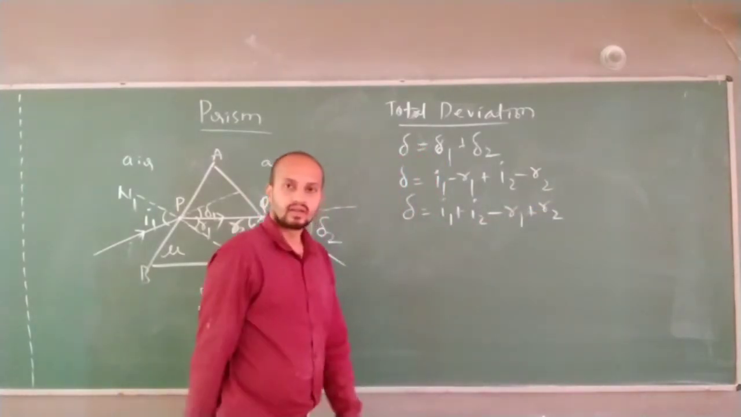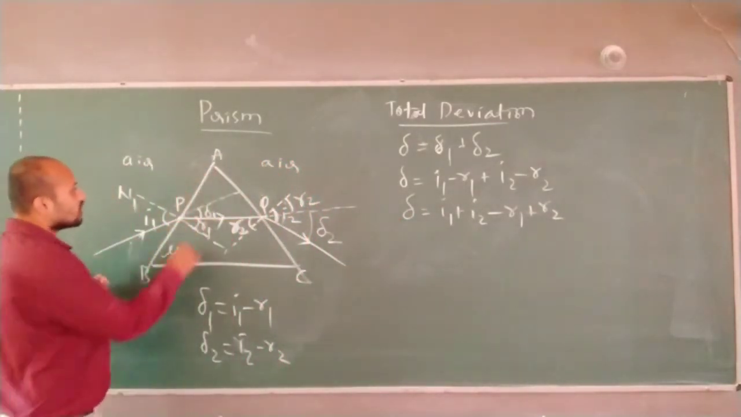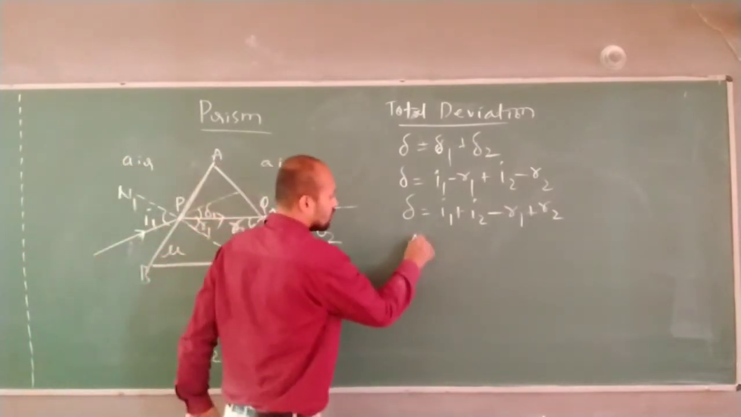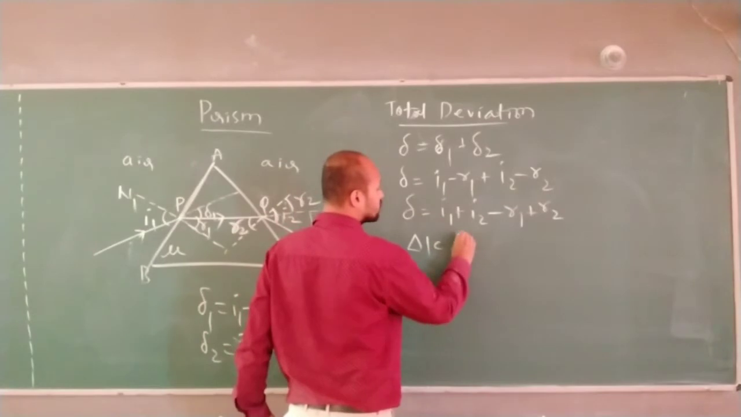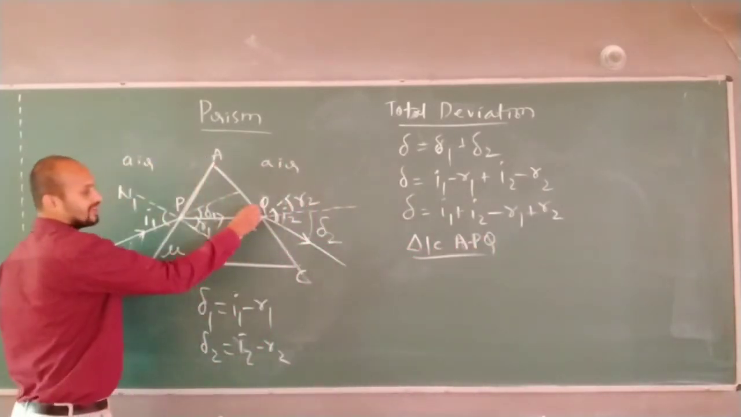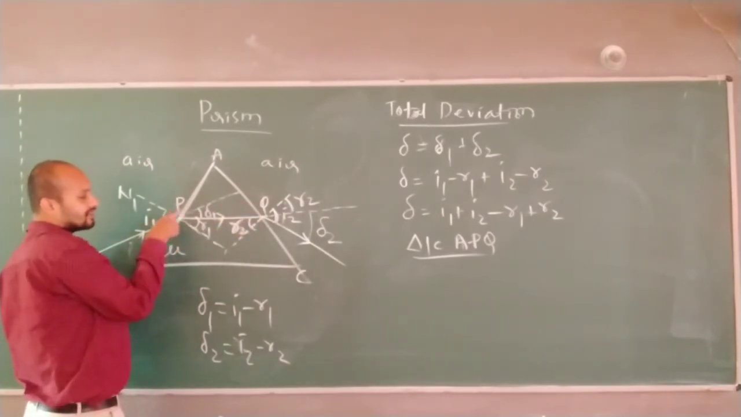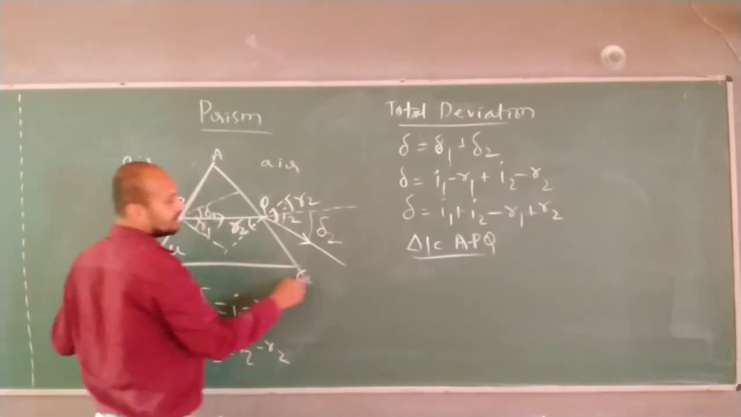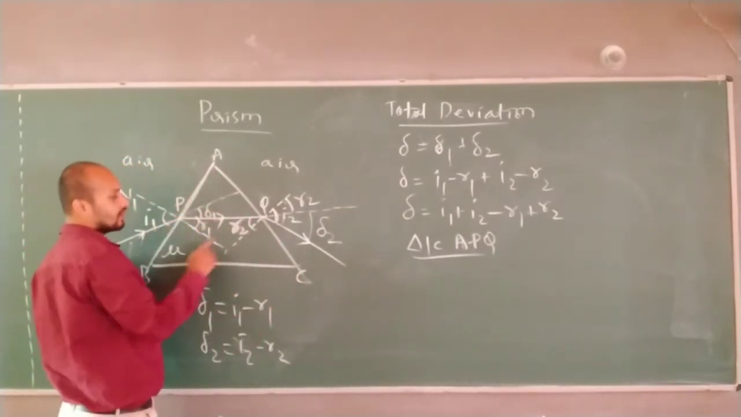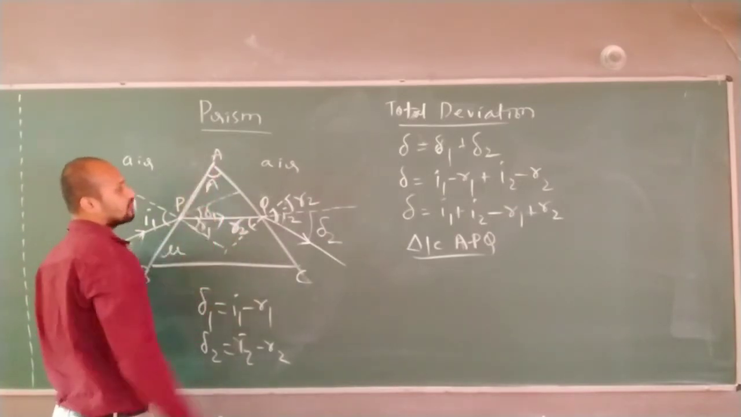Got it now? One equation. So now look at this triangle APQ. From triangle APQ, this is a normal line, this is 90 degrees. So what is this angle? This angle from triangle APQ, if this is R1, this will be 90 minus R1, and this will be 90 minus R2. This is what? Angle of prism A.